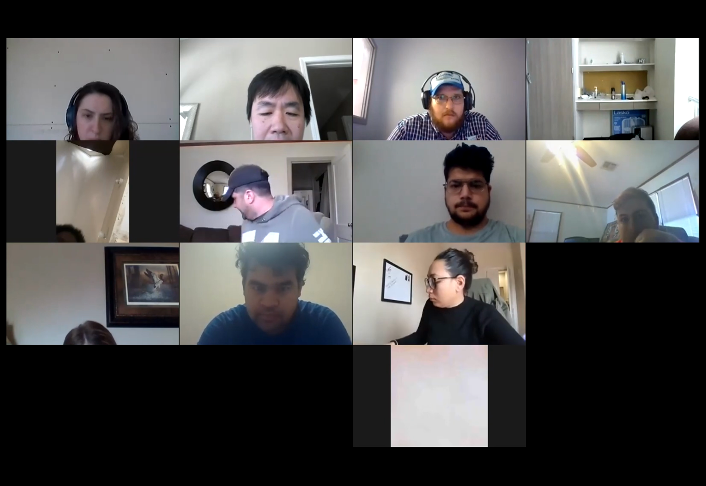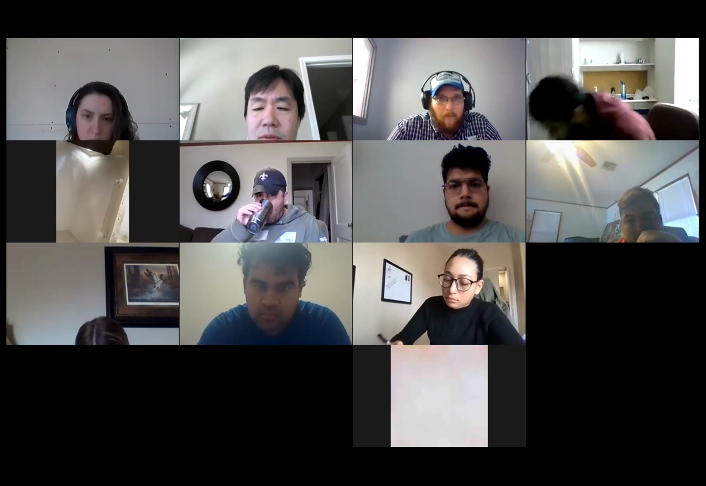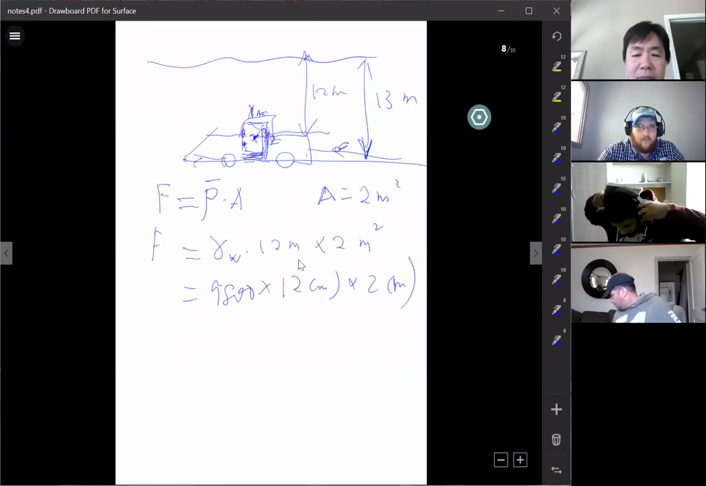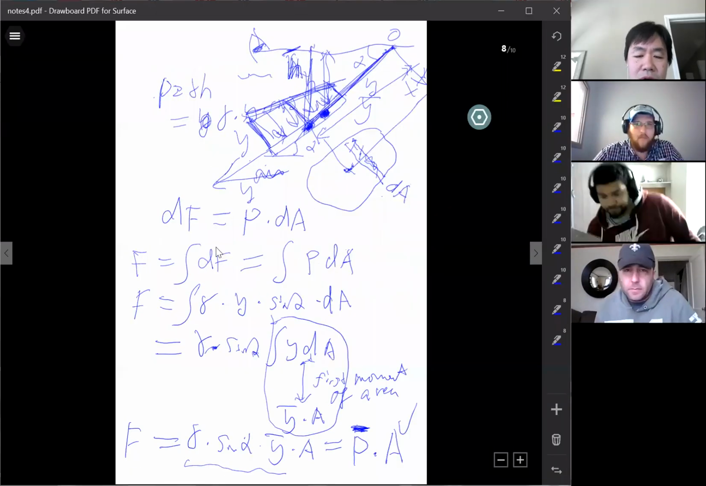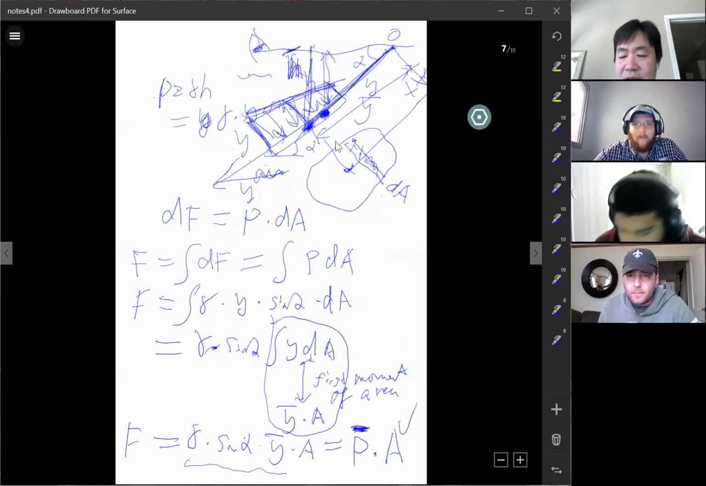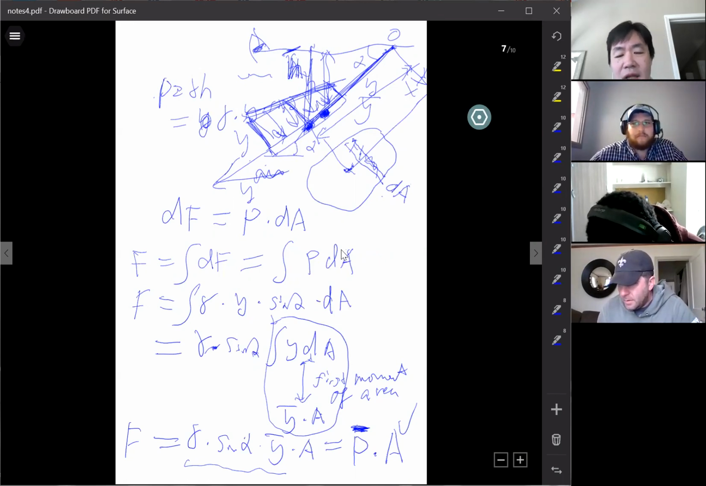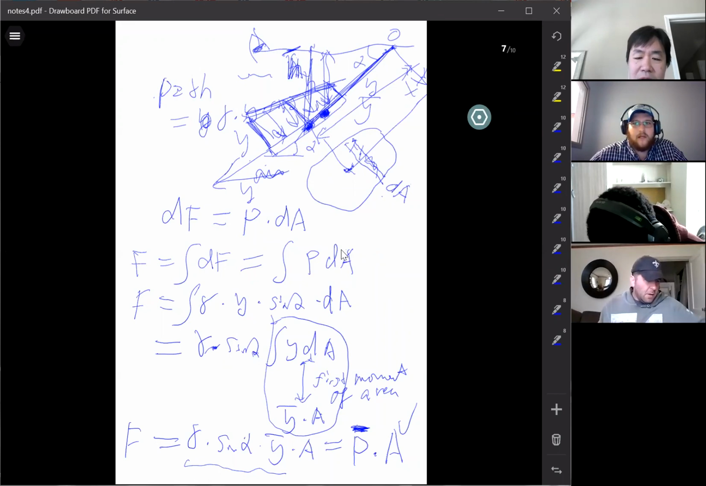Let me share my screen. That's where we were last time, right? Let's do a quick review here. We derived this, although my drawing is terrible, but the drawing is in the textbook, so please refer to the drawing in the textbook. That's the derivation we did last time to find the equation for the overall force on a plane surface.